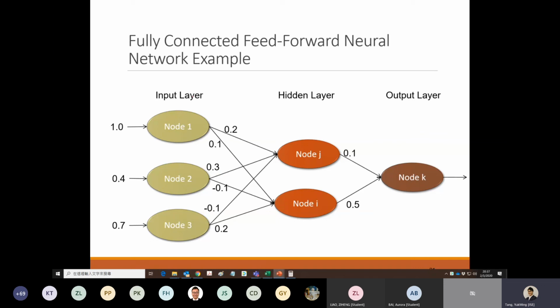Okay. So as mentioned before, we have this fully connected feed-forward neural network. Okay, and then you will see that we have the input 1 for loop 1, 0.4 for loop 2, 0.7 for loop 3, and then for the loop 1, we have some weight 0.2, 0.1, and so on. In order to calculate what is the input for the loop J, how to do the calculation?